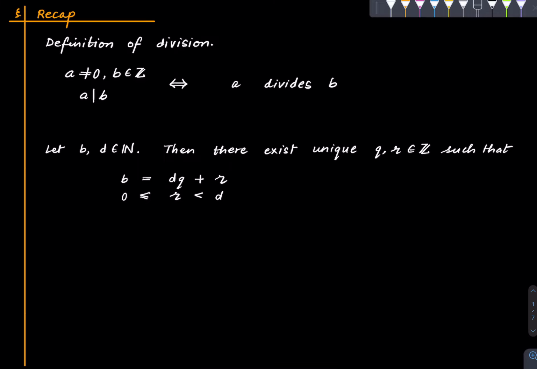So, we have seen the notion of division. If we have a non-zero integer a and some integer b, we say that a divides b if there exists some integer n such that b equals a n. So that's the definition of division, and this is the notation.